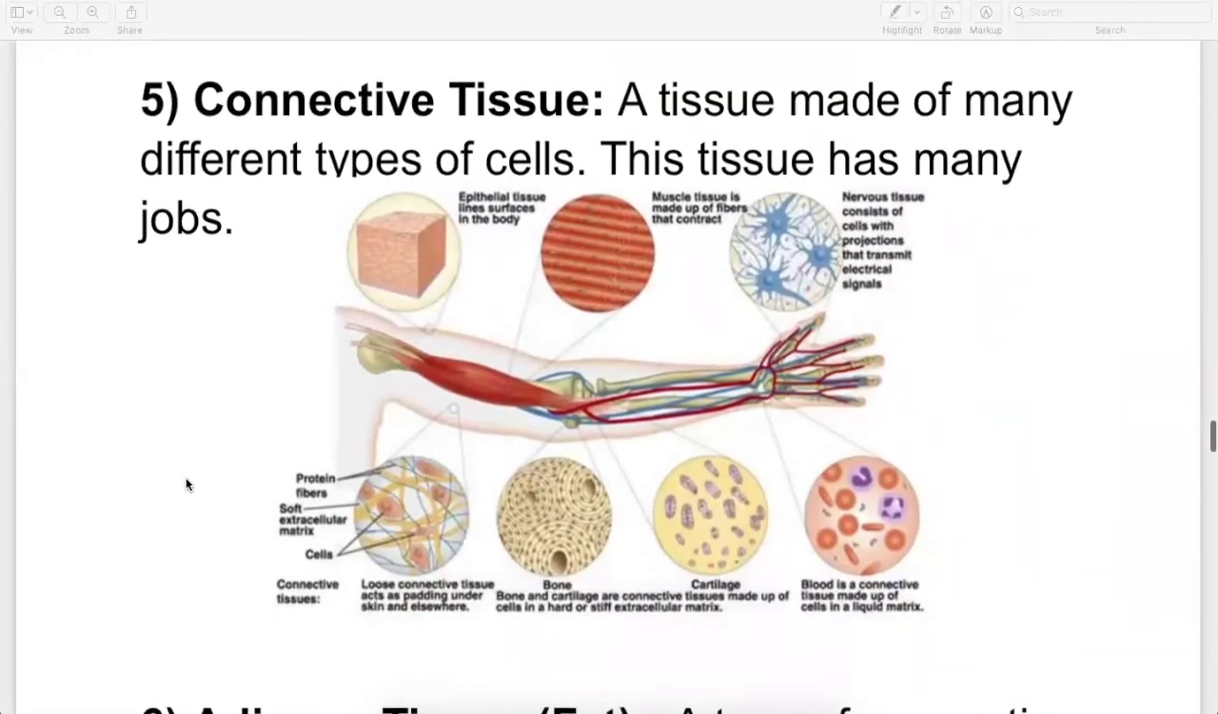All right, moving on, connective tissue, a tissue made of different types of cells. There isn't any one specific cell that makes up your connective tissue. There's a lot going on.